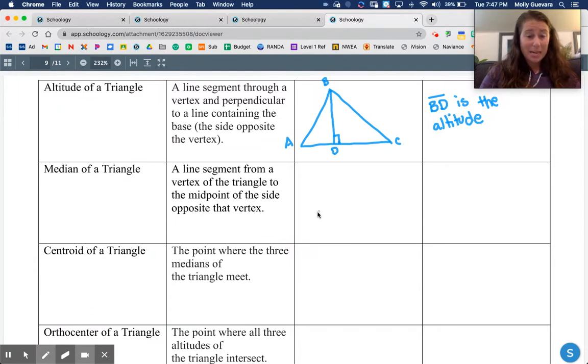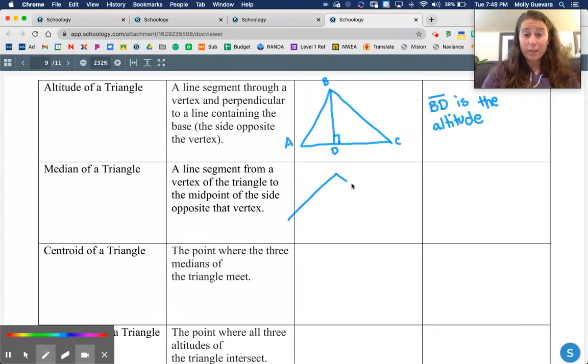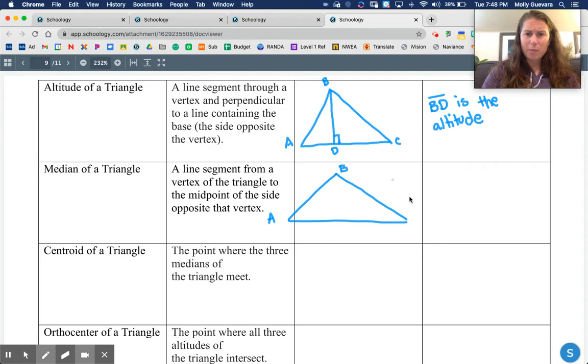The next one is median. So let's draw a triangle. The median is from a vertex, you just go to the midpoint of the opposite side. Here, again, I can draw it from all 3 vertices, but I'm only going to draw it from one just for the sake of this example. So I want to find the middle. If I'm going from vertex B, I want to find the middle of AC, which to me looks like around there, and I'm just going to connect it.